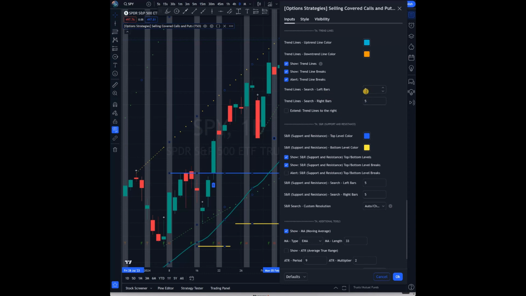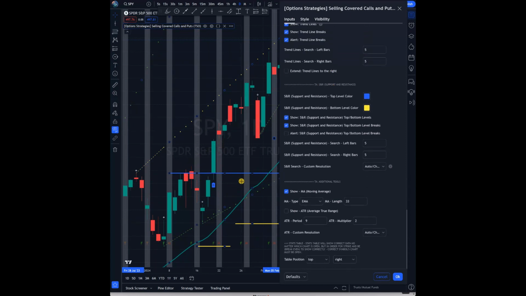The bigger this number is, the bigger resolution the trend line will be, so a more established trend line. You can extend them if you want, but it may get a little dirty, but that's up to you.